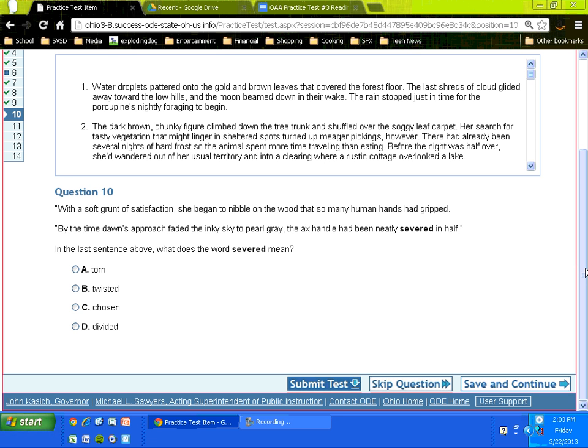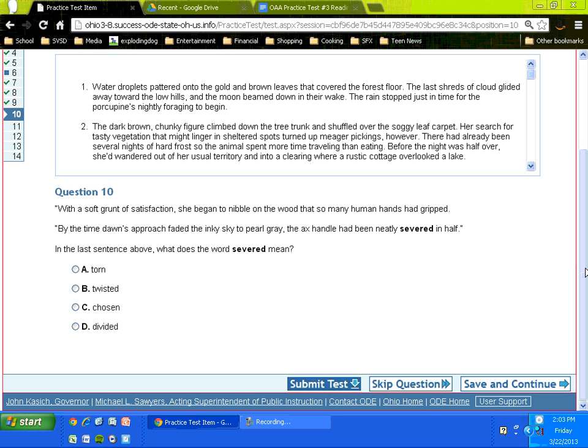You will face numerous types of vocab items. Some of them will be roots-based, like we saw. Some will be part of speech-based. Some of them will be context-based. This one is synonym-based.